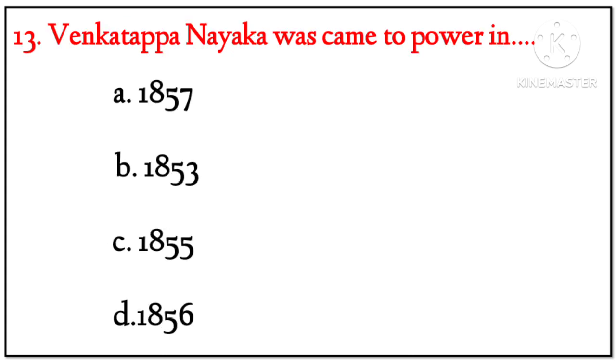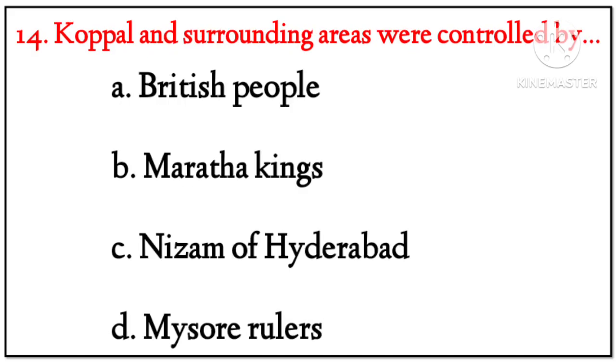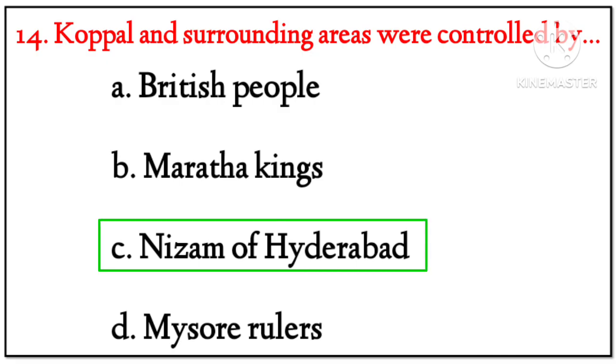Basically, Amarasulya revolt is called as a farmer rebellion, a labor revolt, a political revolt, a tribal revolt. Our right option is here the first one, a farmer rebellion. 13. Venkatappa Nayaka came to power in, our options are 1857, 1853, 1842 and 1857. Our right option is C here, 1842. Next, 14. Koppal and surrounding area were controlled by, our options are British people, Maratha kings, Nizam of Hyderabad and Mysore rulers. Our right option is here the third one, Nizam of Hyderabad.